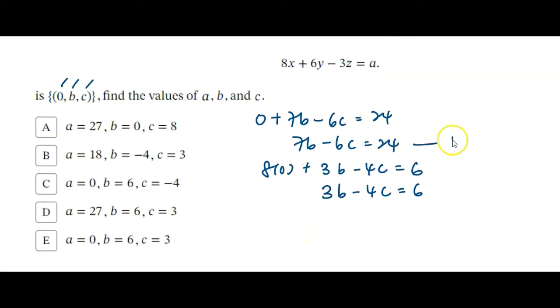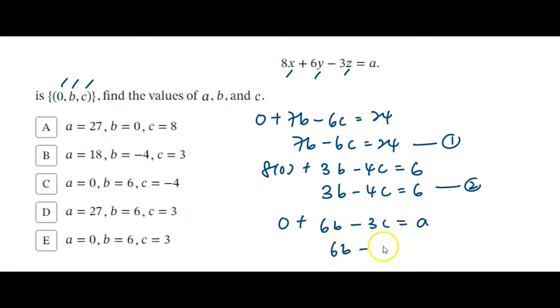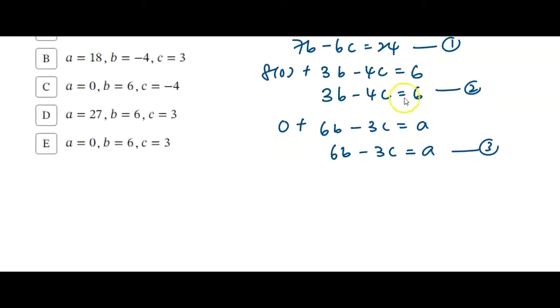Until this stage, actually, we can find the value of b and c. We substitute again the 0, b, c into this third equation. That will be 0 for the first term, and 6b minus 3c equals to a. So simplify, I got 6b minus 3c equals to a. That will be my third equation. The first and the second equation enable me to solve for b and c first.